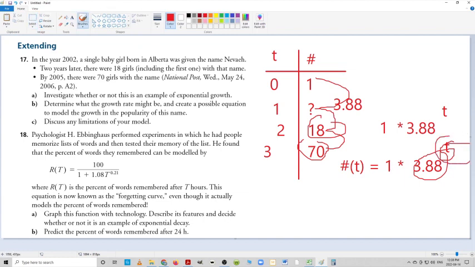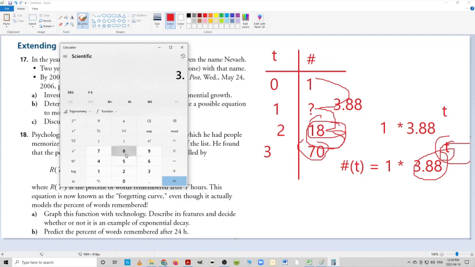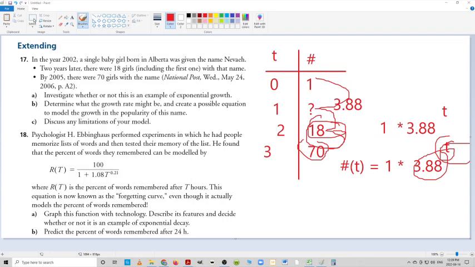And if I put this as year 2, I should get an 18 out of it. So 3.88 to the power of 2 times 1. 15 babies instead of 18. And then finally, where it gets more accurate is 3.88 to the power of 3 times 1. I get 58. So if I'm going to guess now, instead of 3.88, I'm going to make that 4. So I'm going to make it 4 to the power of t. And this is going to be the formula right there.